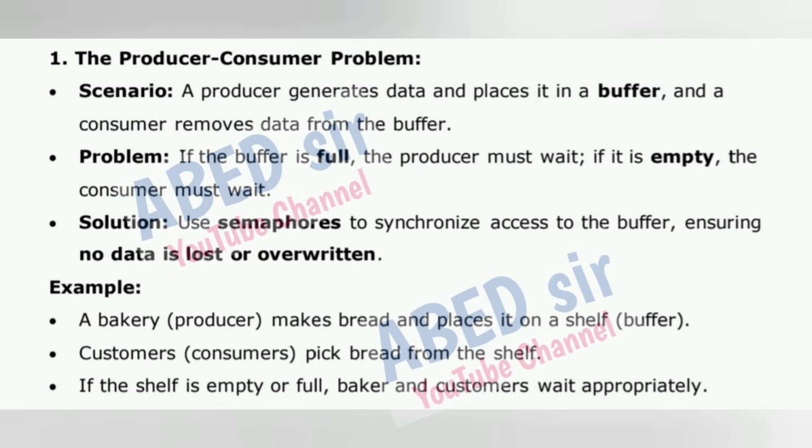Example: a bakery. The baker, the producer, makes bread and places it on a shelf, the buffer. Customers, the consumers, pick bread from the shelf. If the shelf is empty or full, the baker and customers wait appropriately.